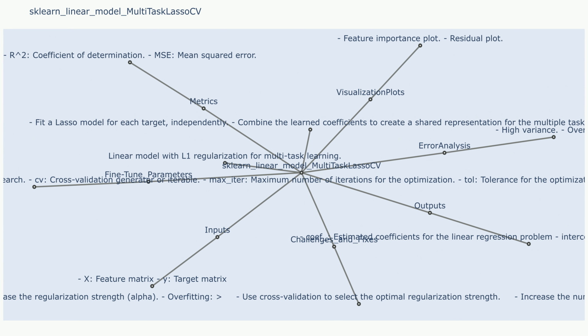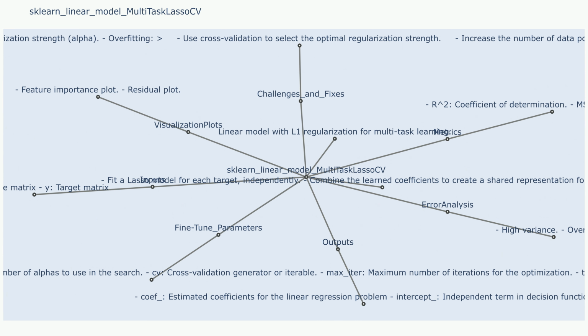Fixes. Use feature selection techniques to remove highly correlated features. Consider using a different model that is more robust to multicollinearity, such as ridge regression. Use regularization techniques, such as lasso or elastic net, to penalize large coefficients and reduce the influence of highly correlated features.